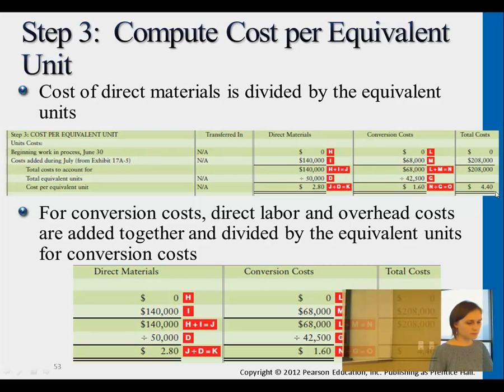Where did you get 68,000 from? That's my conversion cost, right? Cost added during July. That's given to you. Okay, and then I calculate my total costs. My total cost is what? It is the summation of direct and conversion. Okay, so let's finish with this slide.